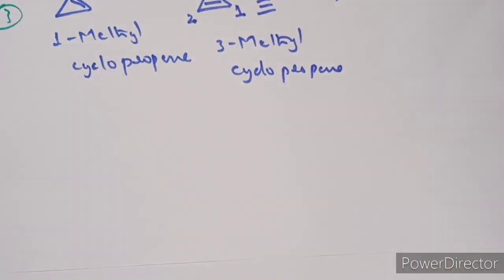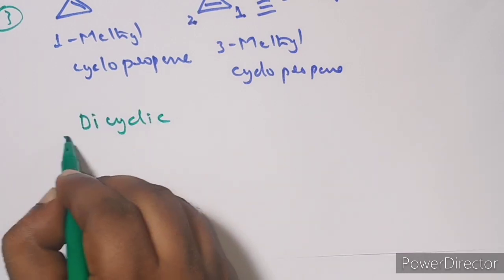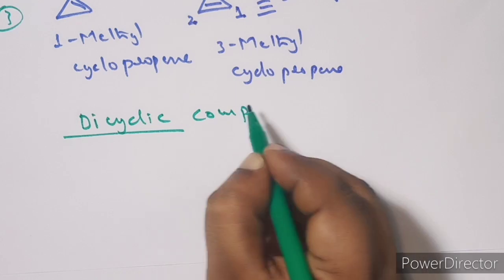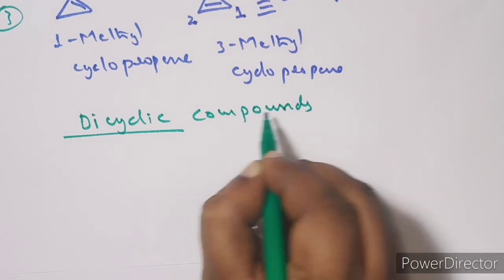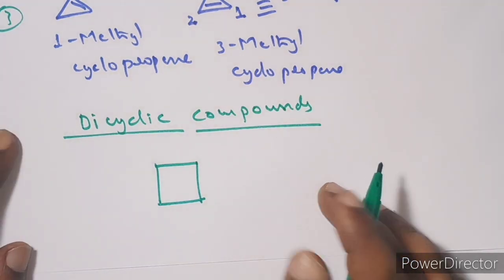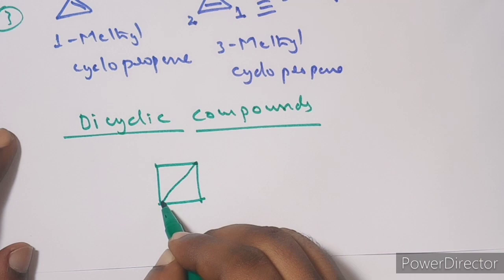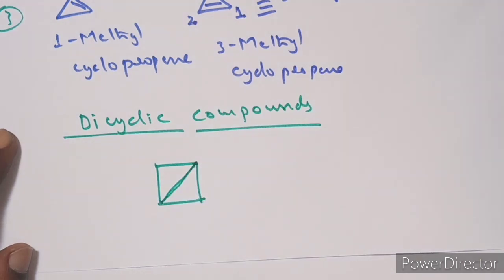Let us see the bicyclic compounds. How to write the bicyclic compounds? Let us see that. How many carbons are there here? Total 4 carbons are there. What you do is, instead of the pi bond, write a new sigma bond between these 2 carbons. You are getting this compound.